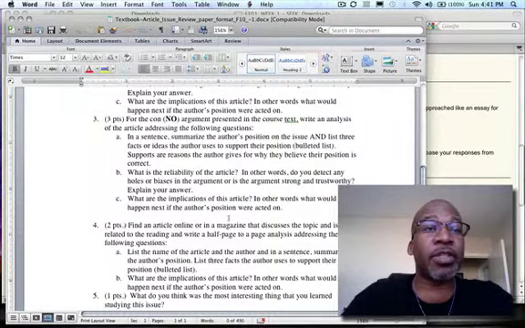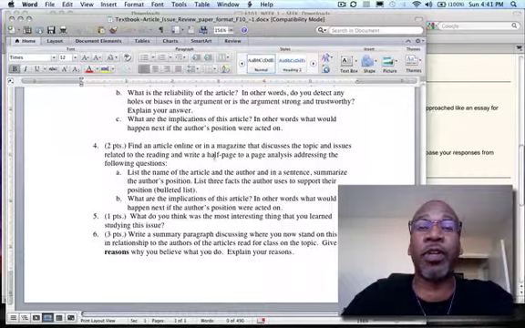You have to answer all 3 questions. Number 4, if you go and do the research in your online article, then you're already prepared to answer question 4, parts A and B. Then question 5 says, what do you think was the most interesting thing that you learned?